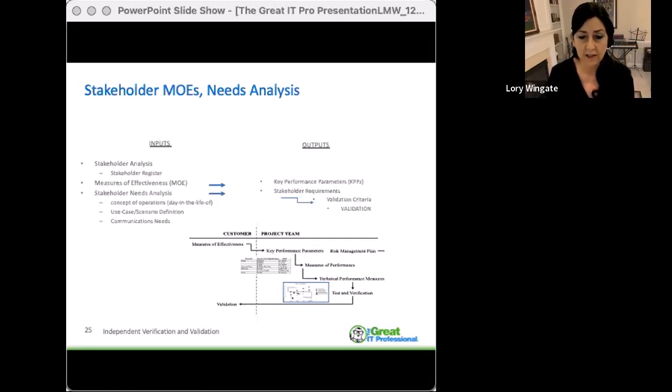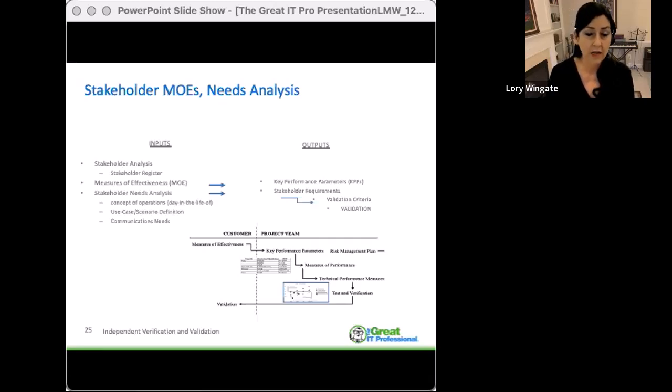And then walk through your concept of operations. Walk through use cases or scenario definition. Get them to describe how they envision certain things within each of the requirements.